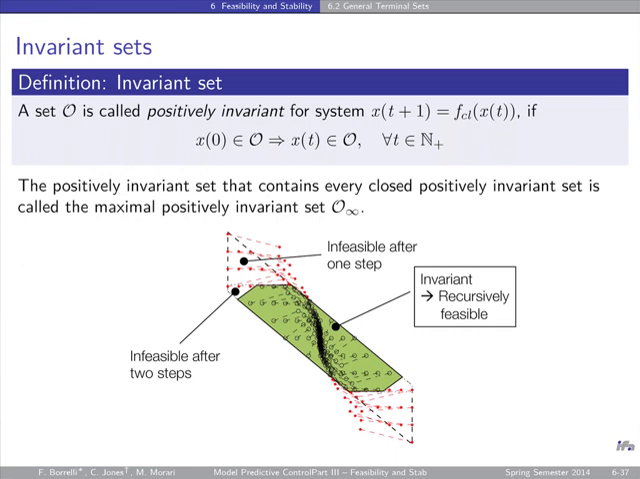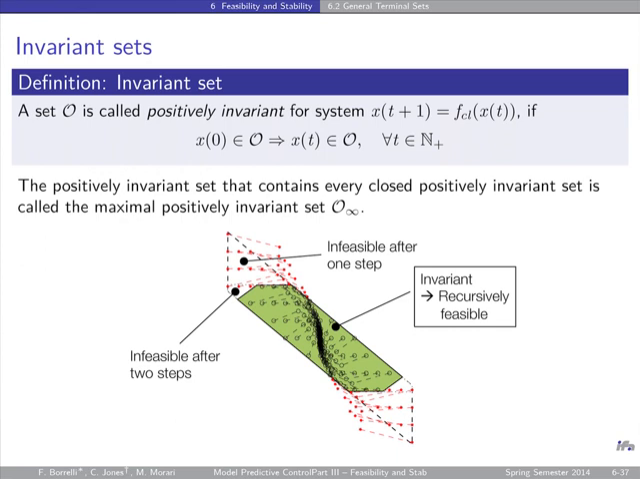Could be an autonomous system or a system where you have already designed a control loop. So this is why CL stands for closed loop. You're given a system in closed loop where the control has been defined. And a positive invariant is a set such that if you start in there, you will be in there for all time instances t in N plus, meaning t greater or equal than 0. So, a very simple definition.